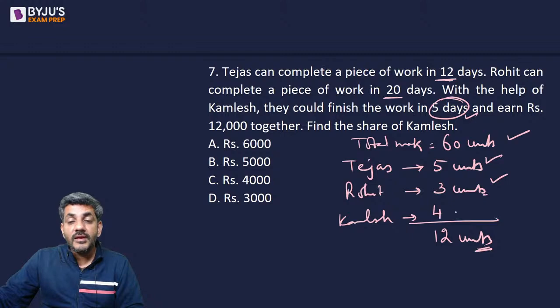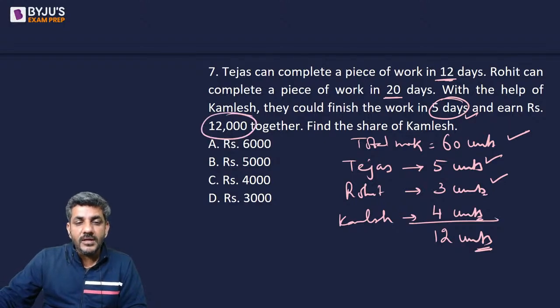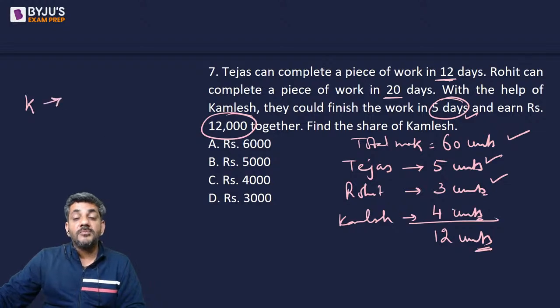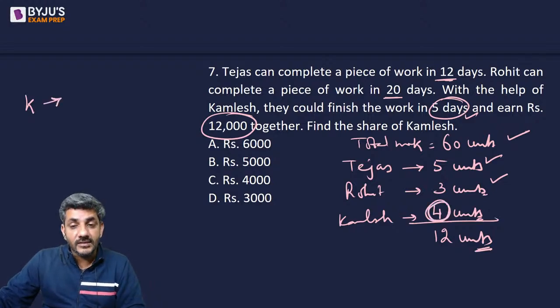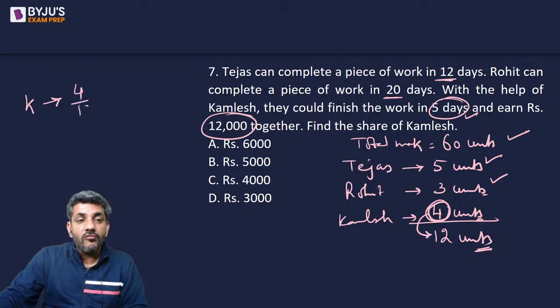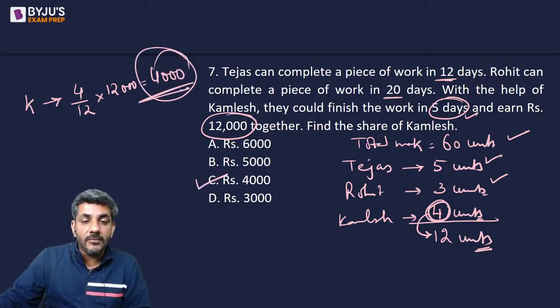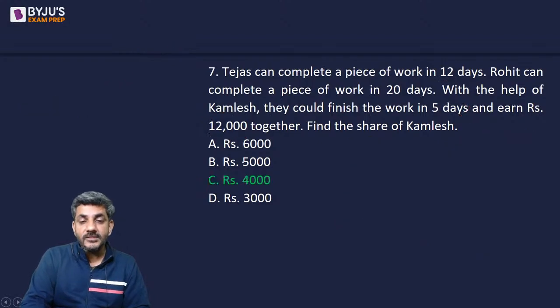Who's making those remaining 4 units? Of course, Kamlesh is making 4 units every day. So when the question says that out of a total money of 12,000, what is the share of Kamlesh? I would say the share of Kamlesh is as much as his share of efficiency. He's making 4 units out of 12. That means he's making one third of the units, or he's doing one third of the work. If you are doing one third of the work, the money that you would be getting will also be one third of the total. So 4,000 rupees is the share of Kamlesh, which gives me the answer as option C.